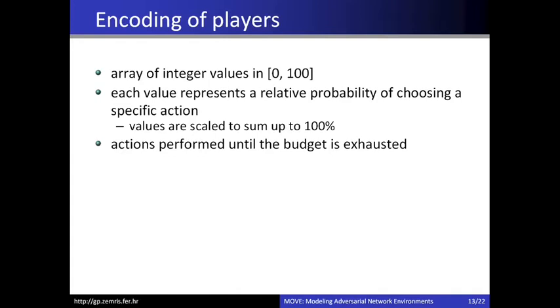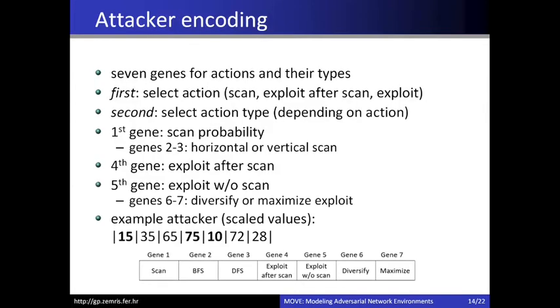Each player is encoded as an array of integer values in the scope of 0 to 100, where each value represents a relative probability of a specific action. Of course, values are scaled beforehand to sum up to 100%, and then the actions are performed until the budget is exhausted. So we only have relative probabilities for different actions. On the attacker side, we have 7 genes in total for actions and their subtypes.